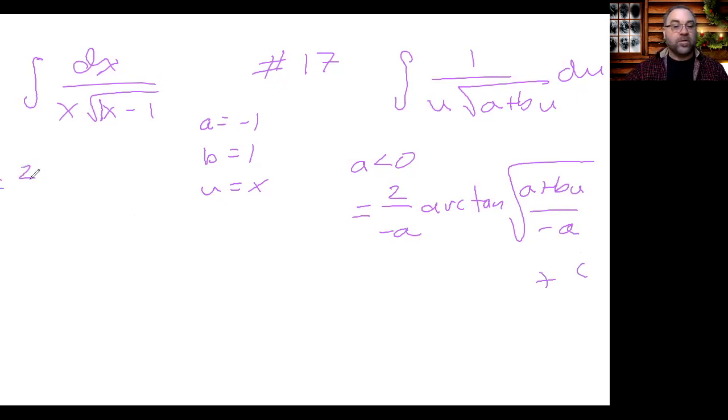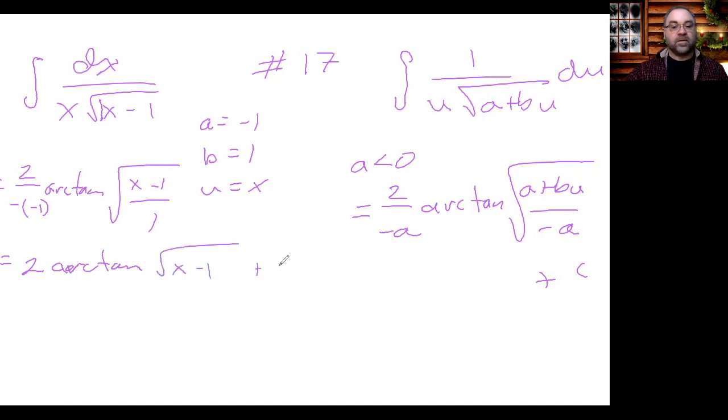So 2 over negative a arctan of radical x minus 1 over negative a, which is 1, plus c. And so you can see pretty quickly we get 2 arctan of the square root of x minus 1 plus c. And there we go.